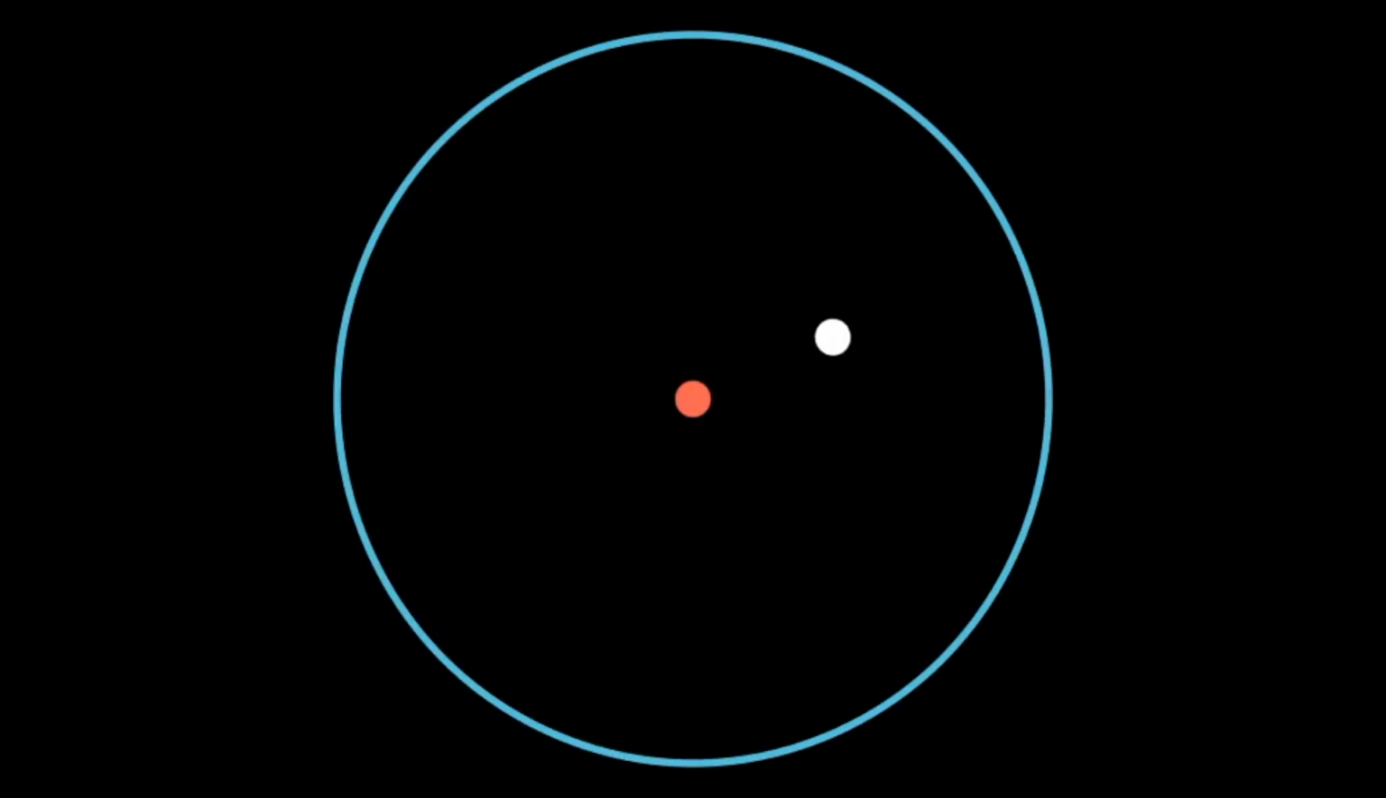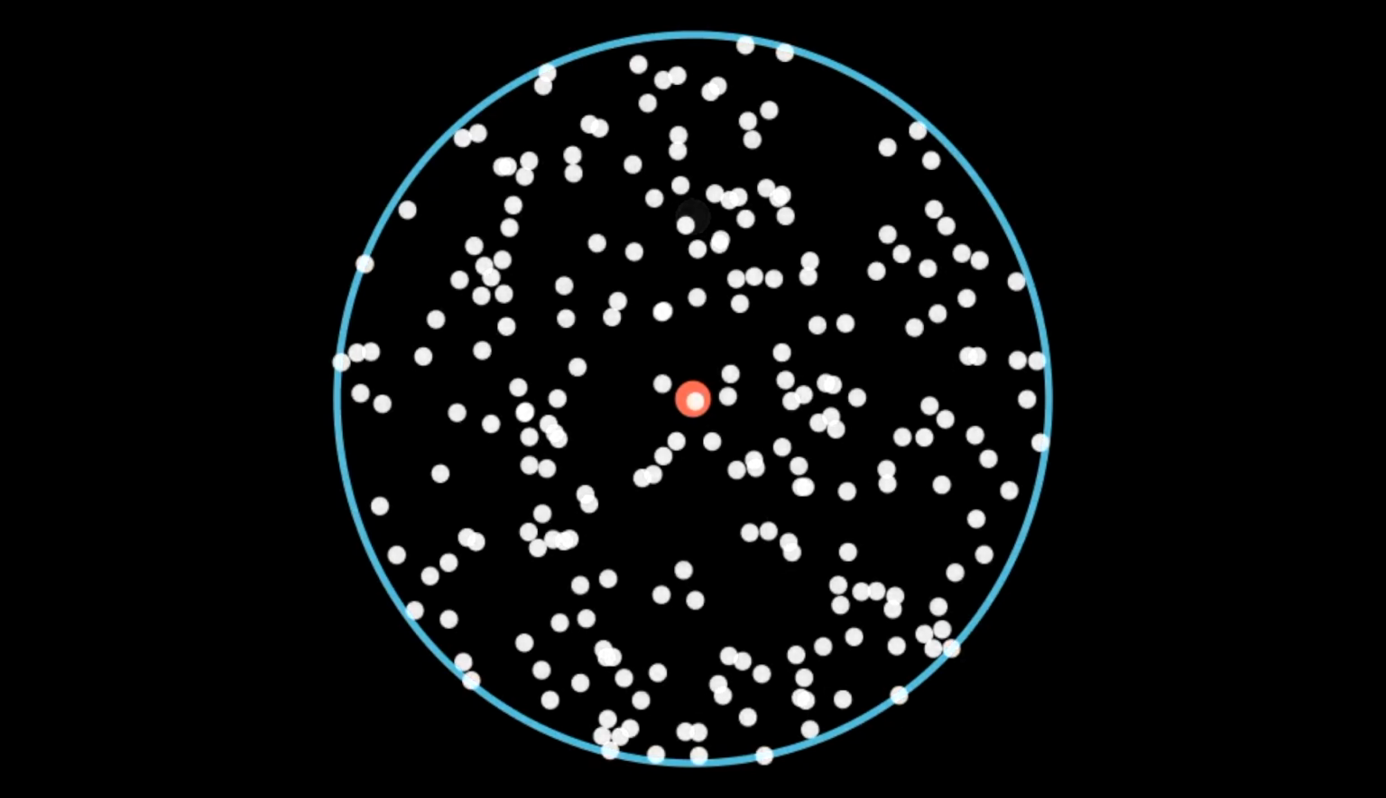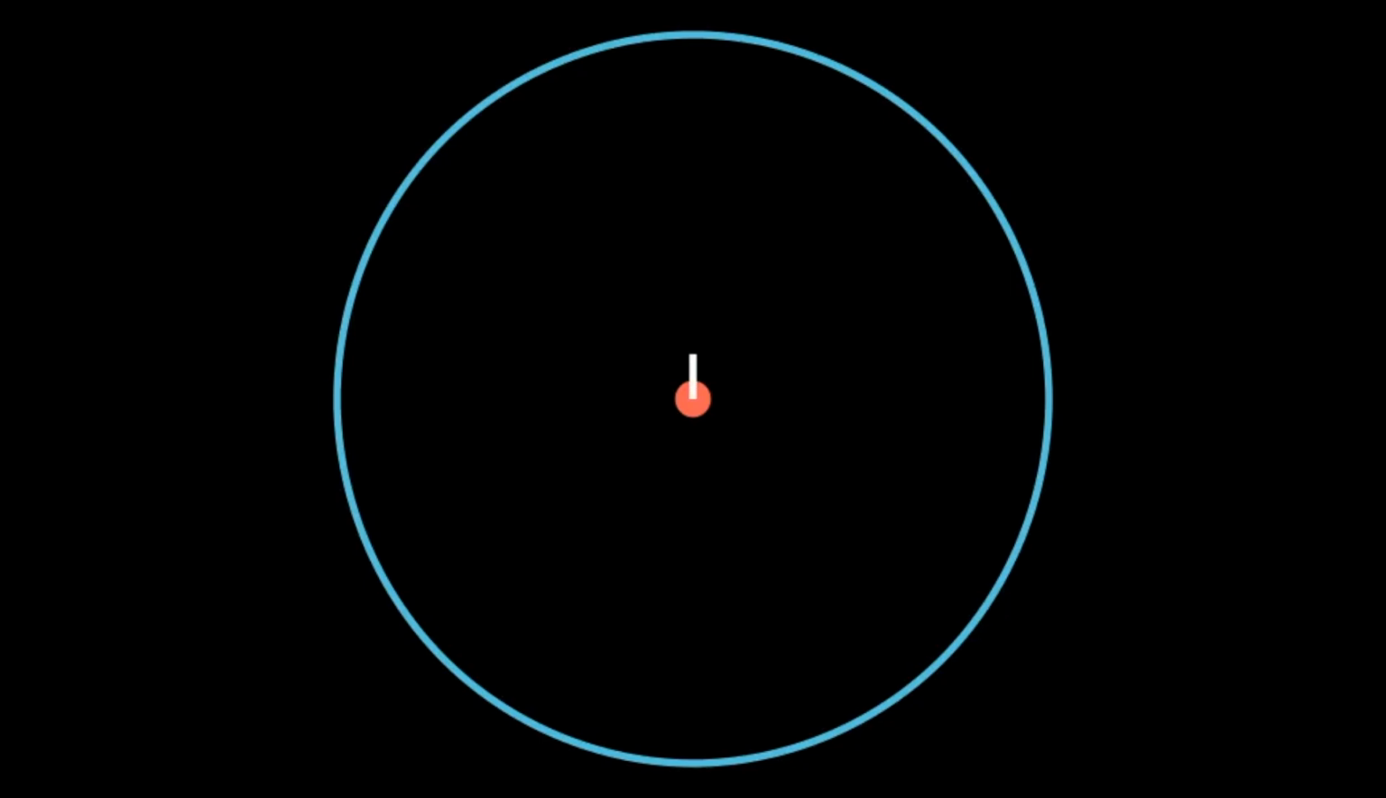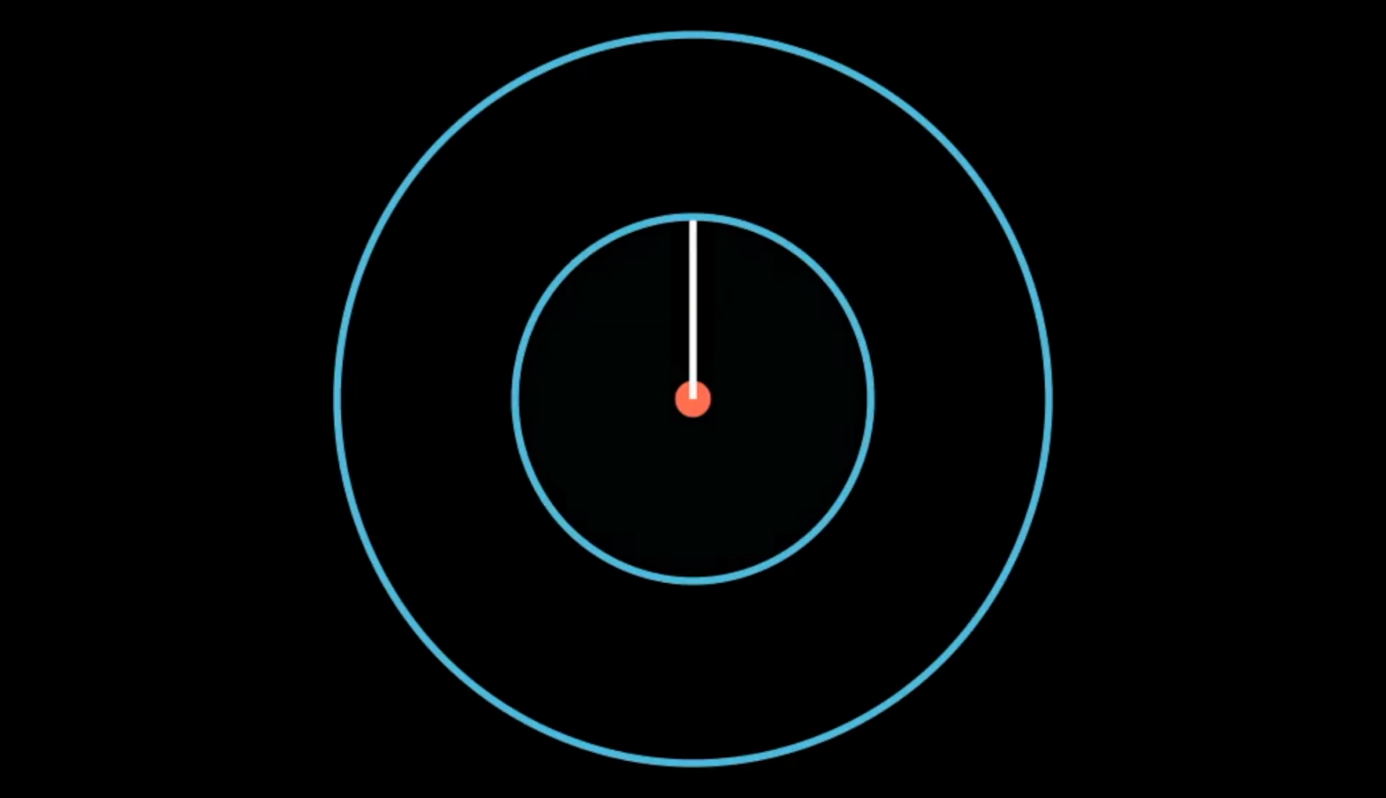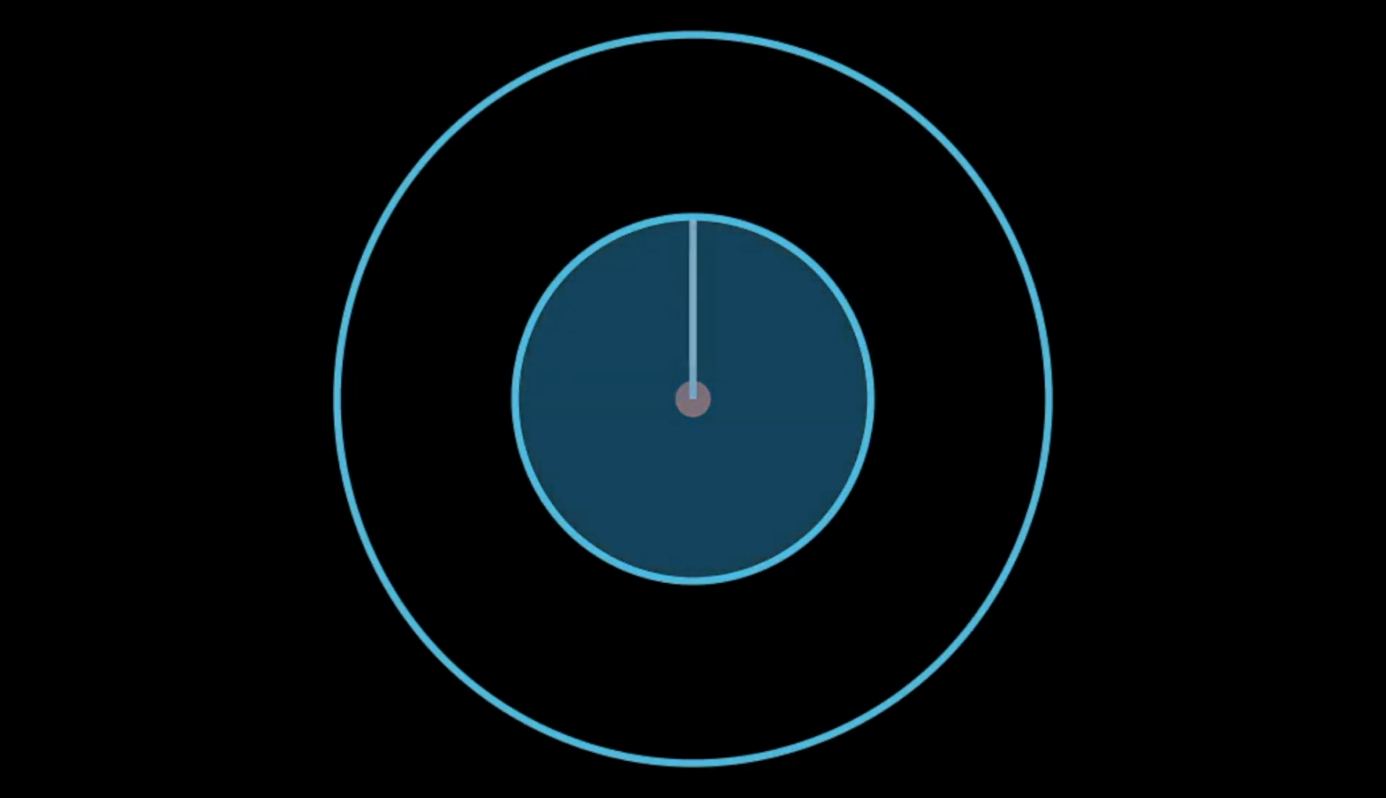Imagine randomly marking a point inside a circle. What's the probability that this point is closer to the center than to the circumference? The answer lies in dividing the circle into regions. By halving the radius and constructing a smaller circle inside, any point within this smaller circle is closer to the center. The probability is simply the ratio of the smaller circle's area to the larger circle's area.